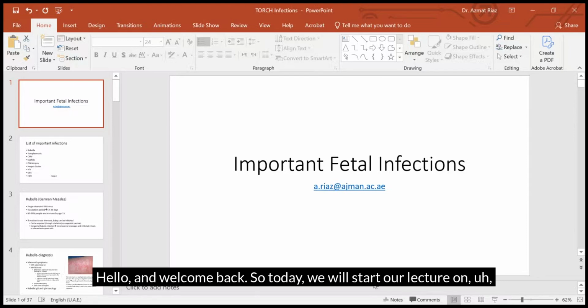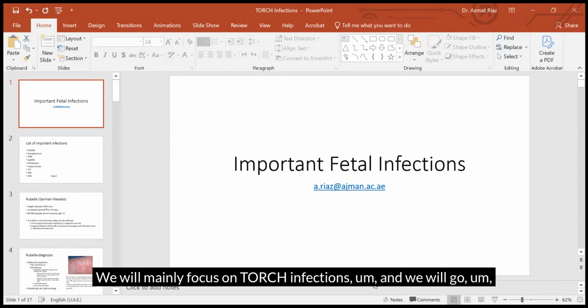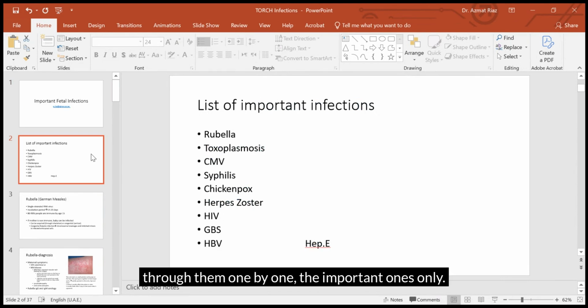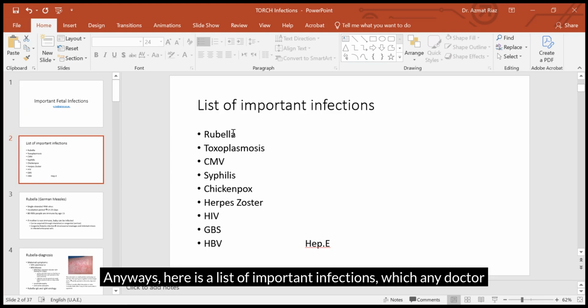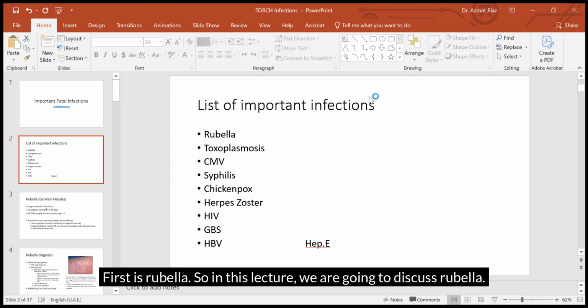Hello and welcome back. So today we will start our lecture on important fetal infections. We will mainly focus on TORCH infections, and we will go through them one by one, the important ones only. Anyways, here is a list of important infections which any doctor practicing in obstetrics should know about. First is rubella. So in this lecture, we are going to discuss rubella.